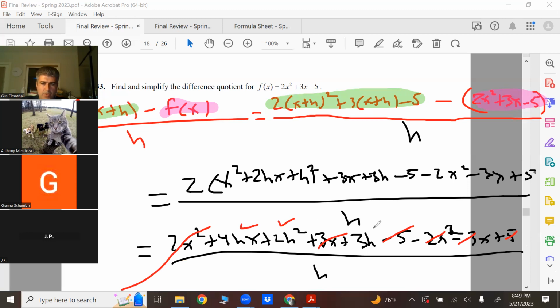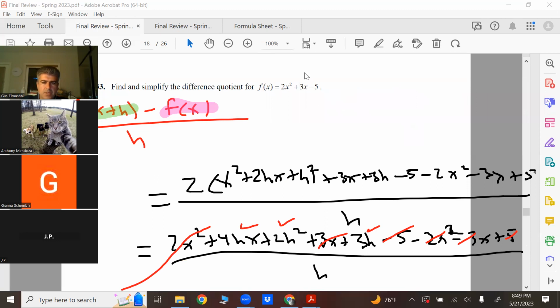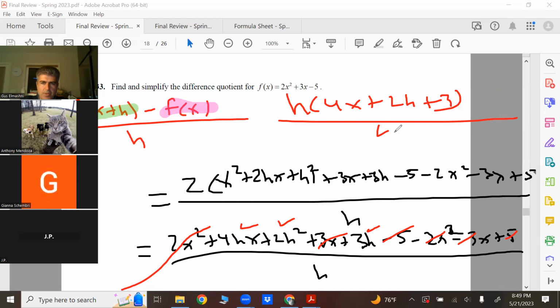So you have 1, 2, 3 terms left here, all of which have h in common. Let me erase what's up top. Factor out h. That's h times (4x plus 2h plus 3), all over h. The h's cancel, and that's your answer: 4x plus 2h plus 3.